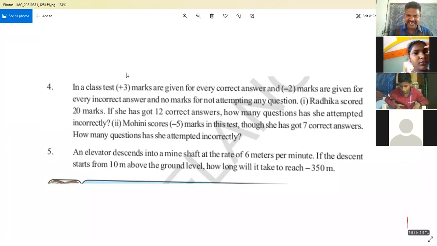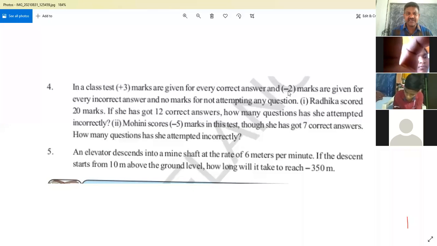So in a class test, 3 marks for every correct answer, and minus 2 marks for every incorrect answer. If you write incorrect, you just lost 2 marks. If you write a correct answer, you gain 3 marks. But what about not attempting questions? There are no marks for not attempting questions, right?